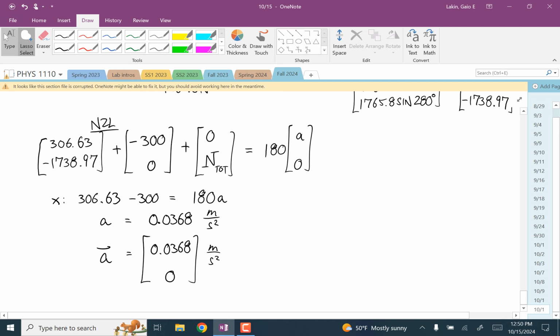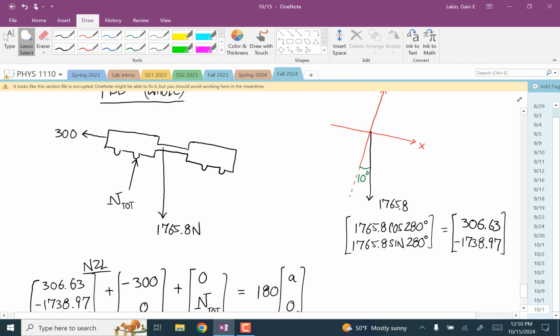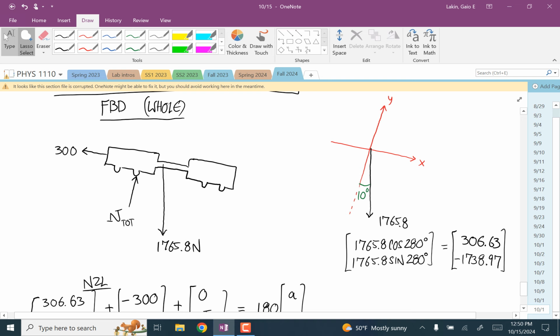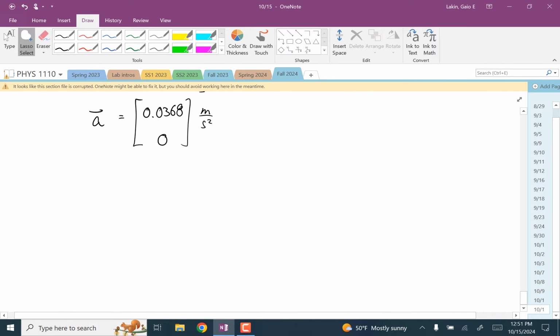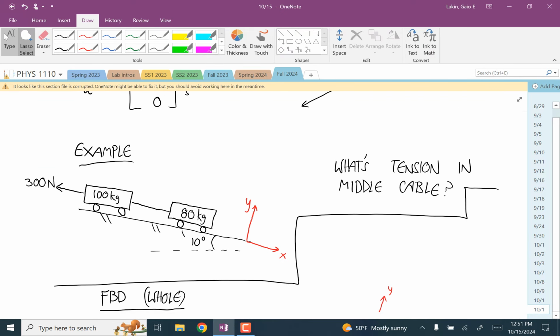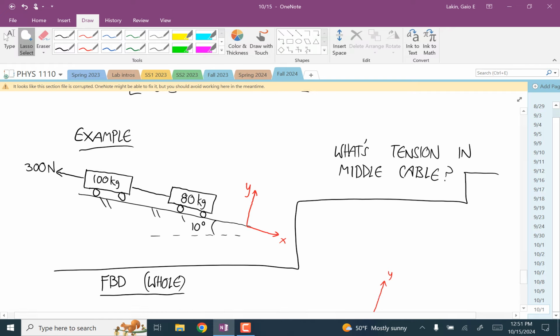Are we done with the problem? I mean, it depends what you're being asked for. The problem could have asked for the acceleration, but instead it asked for the tension in that cable. So now we're going to have to isolate one body or the other one. It's sort of cool to note that no matter which one of these two you isolated, even though the free body diagrams would look totally different, the equations would look totally different, you'd get the exact same answer either way. So you can do either one. I guess I'll isolate the 80 kilogram, but it doesn't matter which one you do.